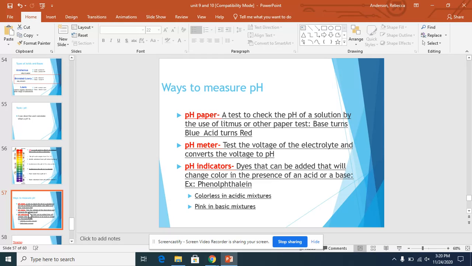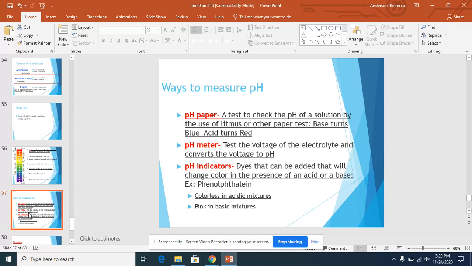How can we measure the pH? Well, there's three different ways. One is pH paper, which is a test to check the pH of a solution by the use of litmus or other paper test. Base turns blue and acid turns red with the litmus paper, but there's also other paper tests that have a variety of different shades. It tells you if it's a strong or weak acid or base.